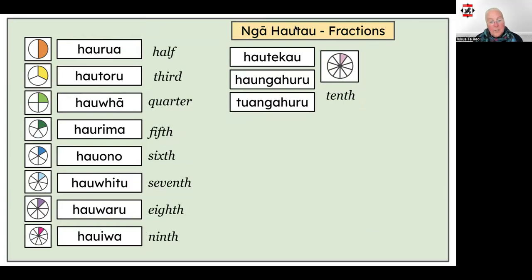Here's a few different fraction words. You'll notice the pattern here and how the words are put together with the kupu hau, and then the number representing the number of parts in the fraction. For example, haurua is a half, hautoru is a third, etc.